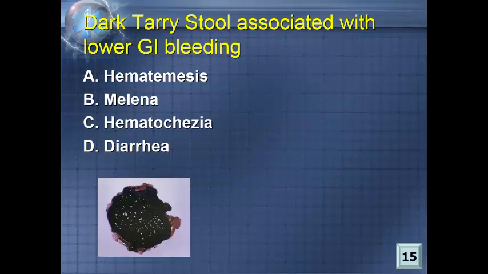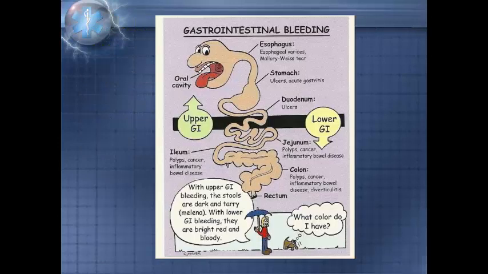Now, your dark tarry stool associated with a lower GI bleed, what do you think it is? To me, it kind of looks like grape jelly in this picture, but it definitely does not smell like it. Alright, so if you answered B, melena, you are correct. So a GI bleed is simply a bleed somewhere in the GI tract, and we're going to divide it up into upper and lower GI.